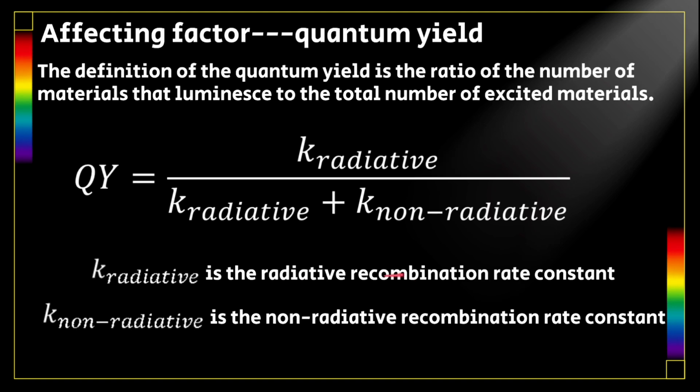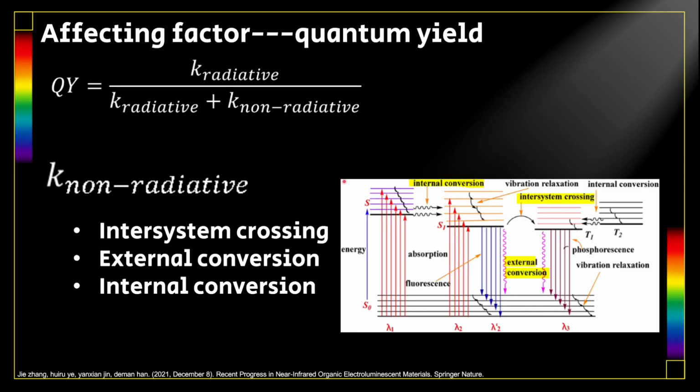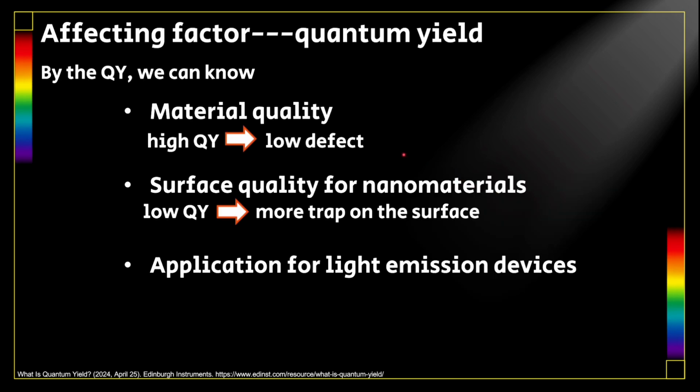Quantum yield tells us the efficiency of a light-induced emission process. This is the equation, where k represents the rate constant. Radiative recombination is the photon-emitting process we mentioned earlier. Non-radiative recombination, which maybe someone has forgotten, includes intersystem crossing, external conversion, and internal conversion, where the excited state loses energy without emitting photons.